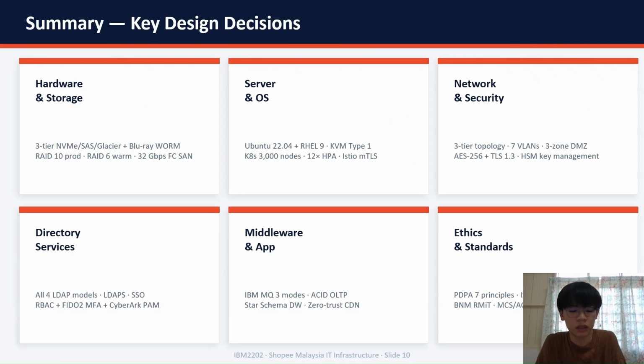The server environments use Ubuntu and RHEL on Linux. The network uses a three-tier topology with 7 VLANs and a 3-zone DMZ firewall. All data is protected by AES-256 and TLS 1.3 with keys in an HSM.